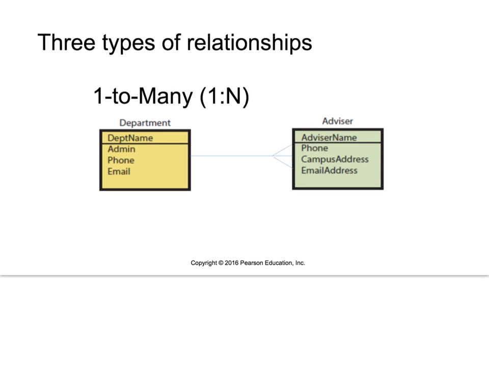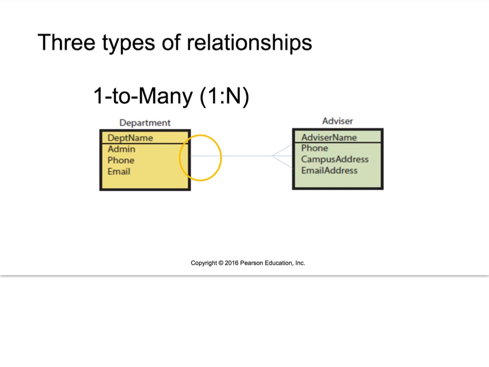The second type of relationship is called a one-to-many relationship. This means that one entity can be related to many entities of another entity type. For example, if we look at department and advisor, two entities, one department, for example, mathematics department, might have many advisors.